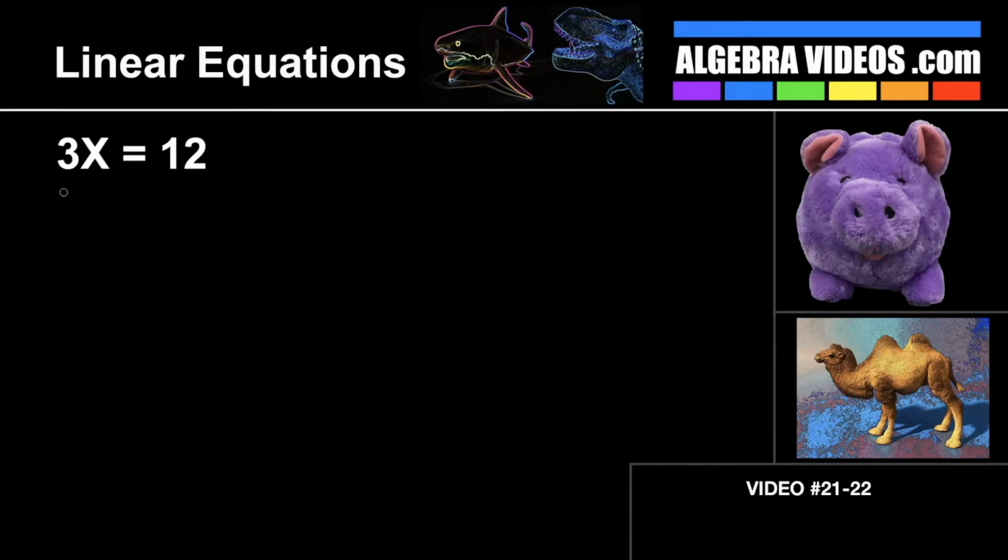Okay, 3x equals 12. We need to solve for x. So what we want to do is get x by itself on one side of the equation.